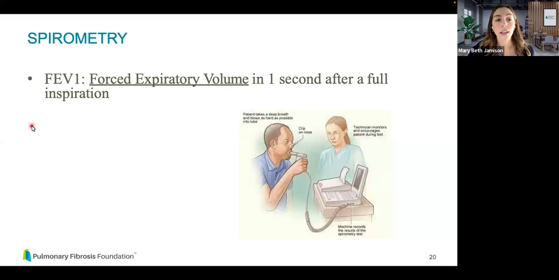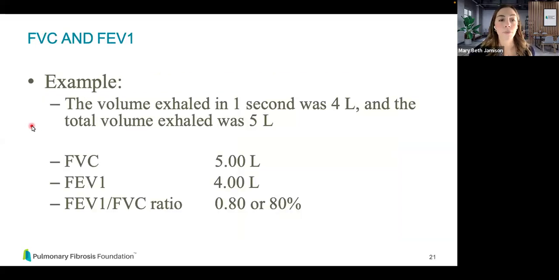The FEV1 is the forced expiratory volume in 1 second. So whenever you're doing that really big expiration, how much can you get out in that first second? And that's very valuable information for us. It can help us classify if it's a restrictive type of lung disease, where you might have smaller lungs and you can't take a full expansion or exhalation, or is it obstructive, which would be something more like COPD. So this is valuable information for us.